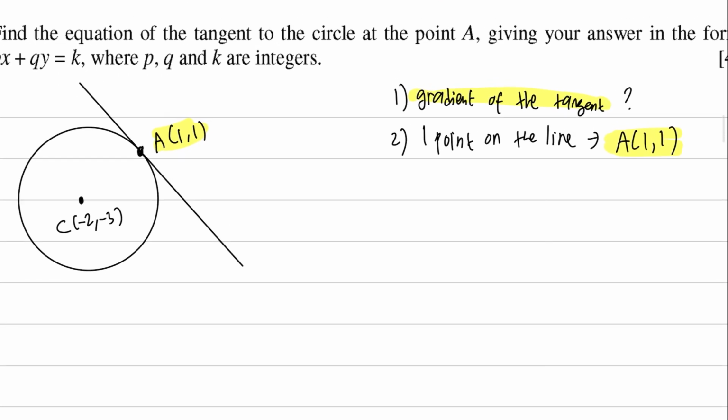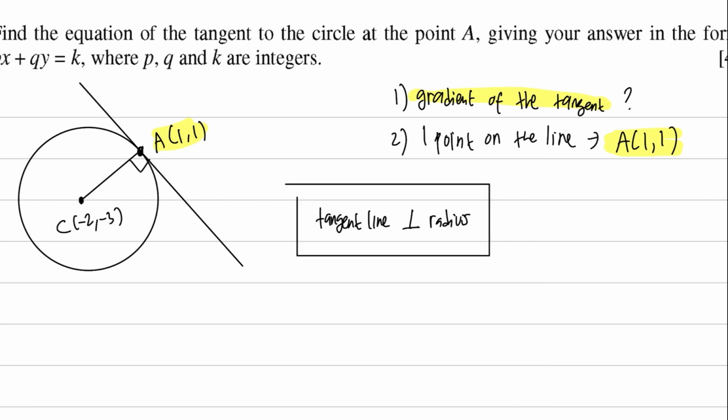To find the gradient of the tangent, we apply the characteristic here. Keep in mind that the tangent and the radius are always perpendicular. This is the concept. So the tangent line is always perpendicular to the radius of your circle. So we just need to find the gradient of your radius. Let's call it M1. This is M2. So let's find M1, the gradient of our radius from A to C.